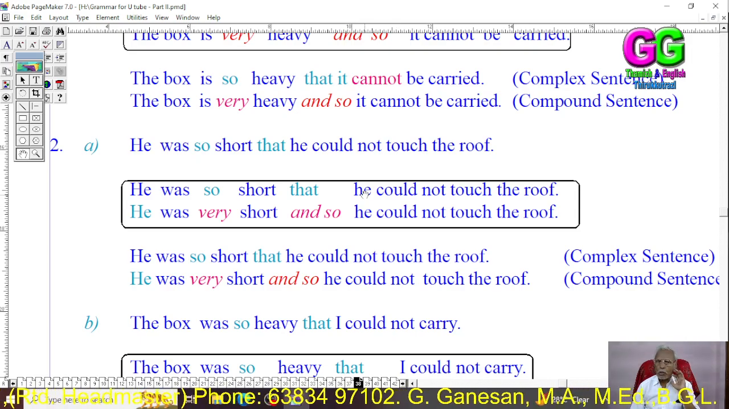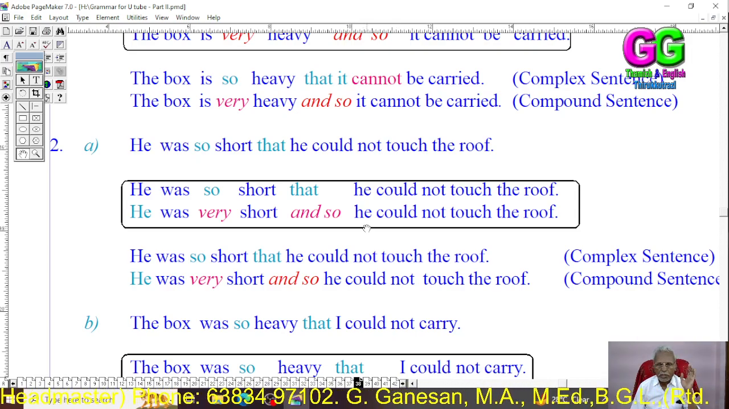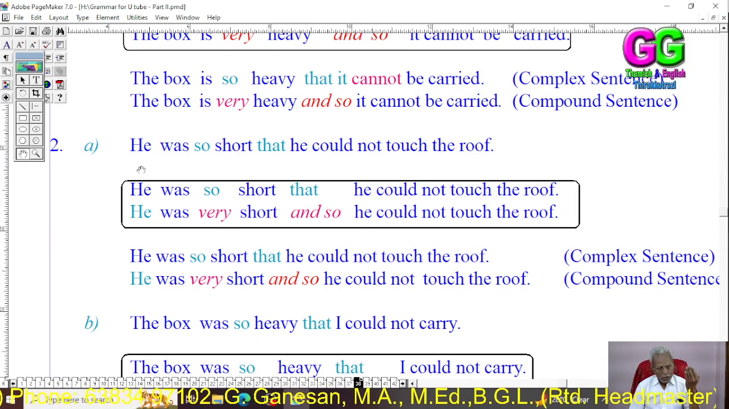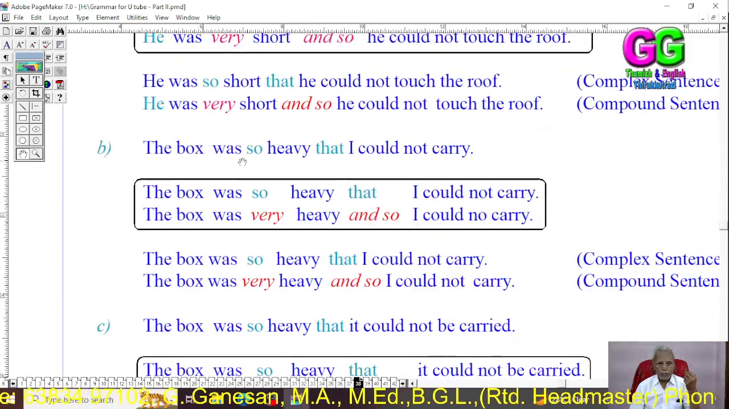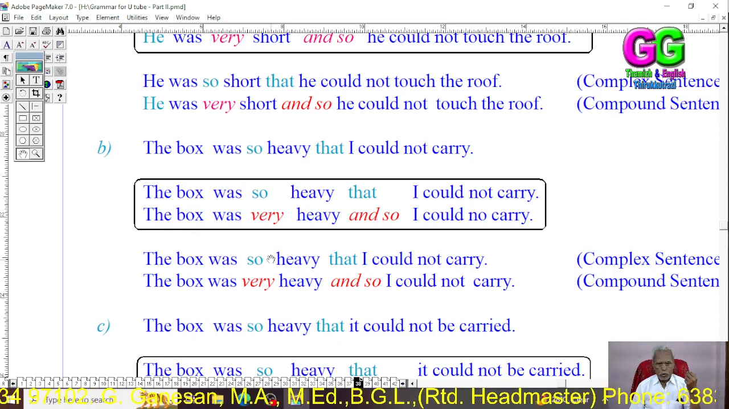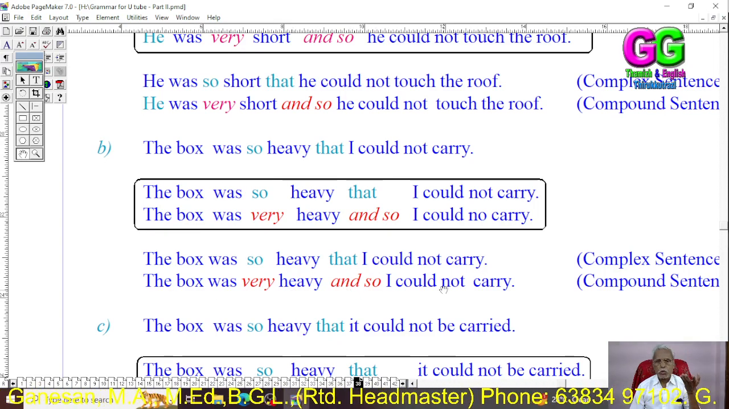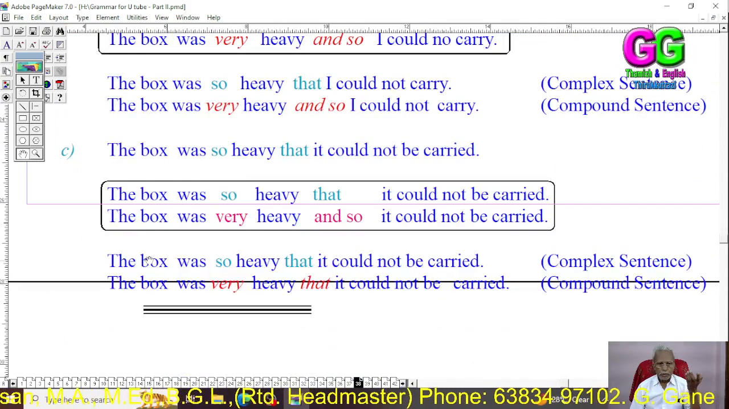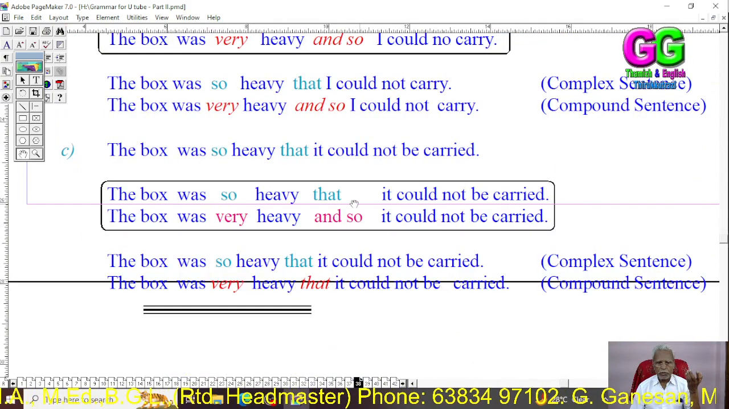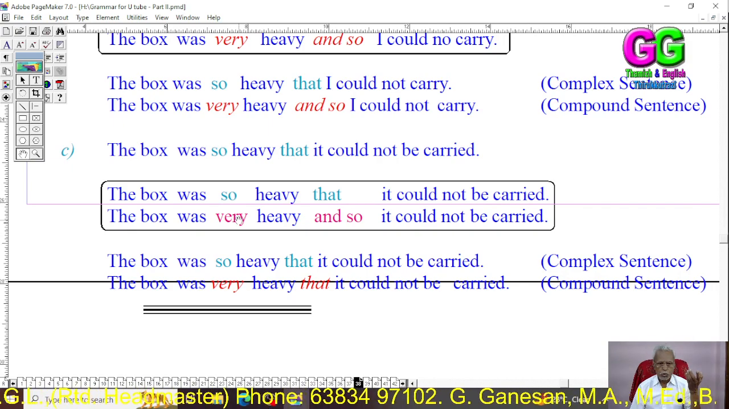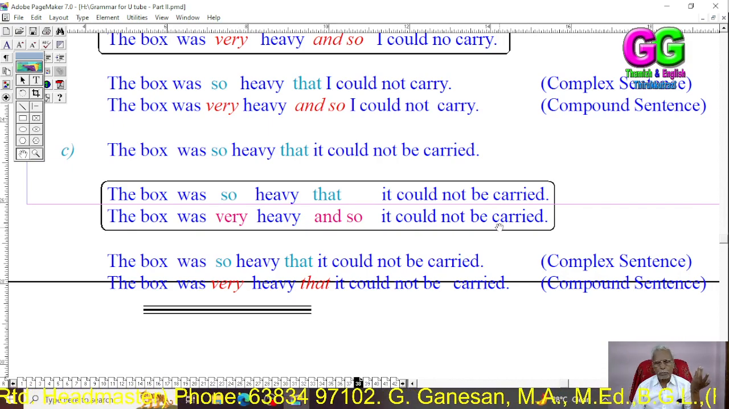Here, on no account should we change the subject in the second clause. They should remain the same in all the three examples. The box was so heavy that I could not carry it. The box was very heavy and so I could not carry it. The box was so heavy that it could not be carried. The box was very heavy and so it could not be carried.